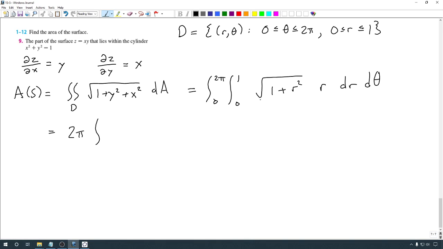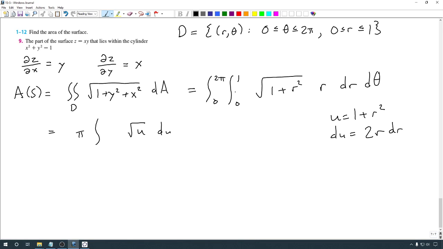To deal with the square root of 1 plus r squared times r, we can make a substitution again, very similar to what we did last time. That means u equals 1 plus r squared. du is going to be 2r dr. We already have the r. And in fact, we can steal this 2 that we got from the integral with respect to theta, so let's turn that into a pi on the outside. On the inside, this just turns into the square root of u du.